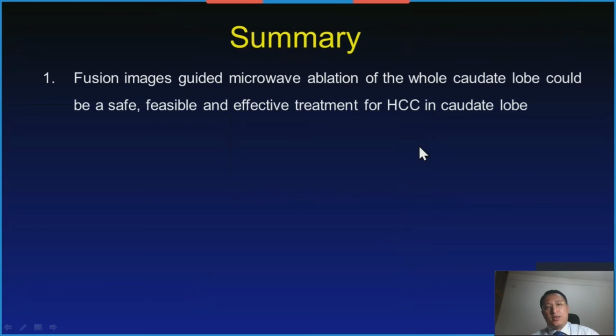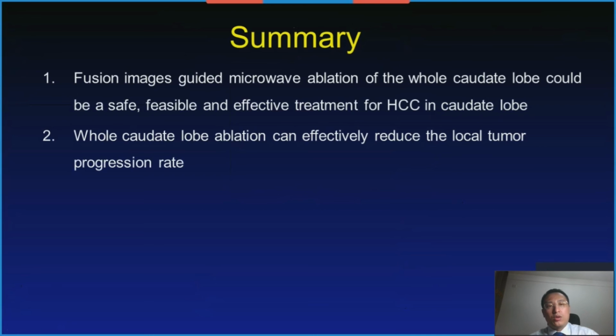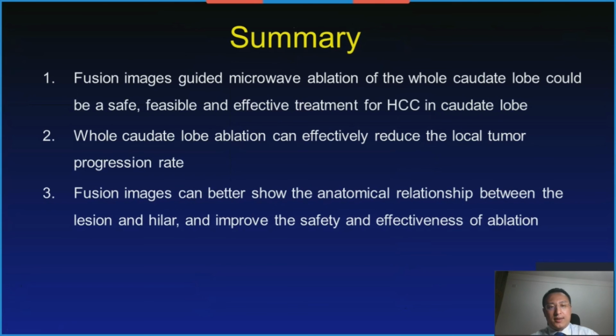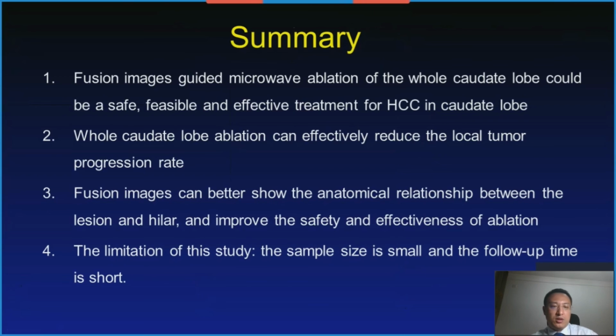To summarize: fusion images guided microwave ablation of the whole caudate lobe could be a safe, feasible, and effective treatment for HCC in the caudate lobe. Second, a whole caudate lobe ablation can effectively reduce the local tumor progression rate. Fusion images can better show the anatomical relationship between the lesion and hilar and improve the safety and effectiveness of ablation. The limitation of this study: the sample size is small and the follow-up time is short.